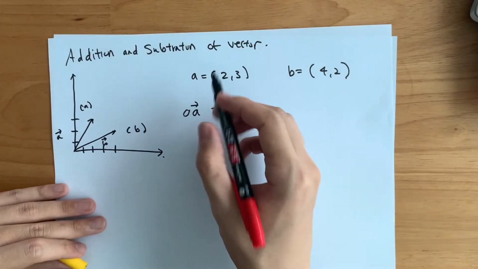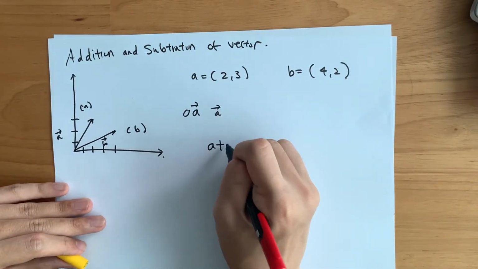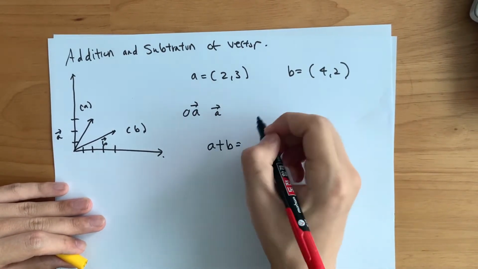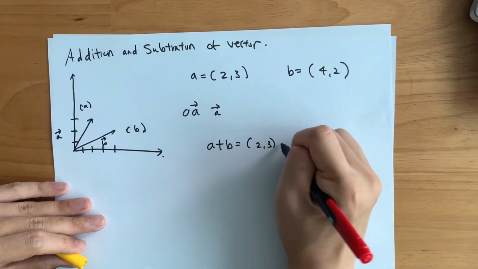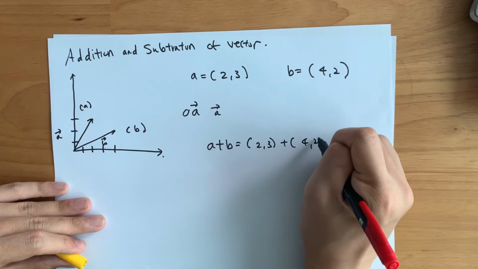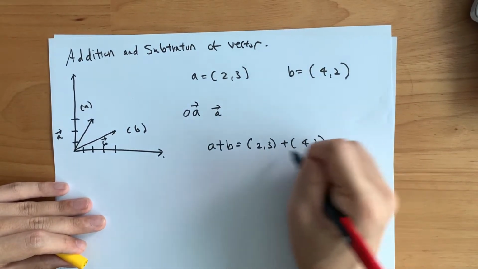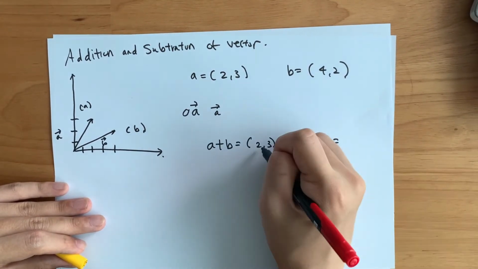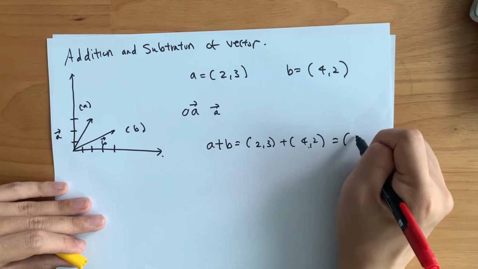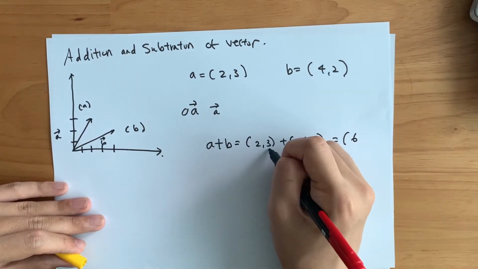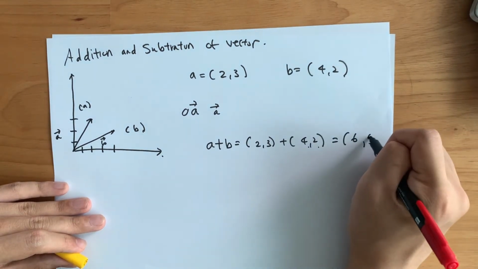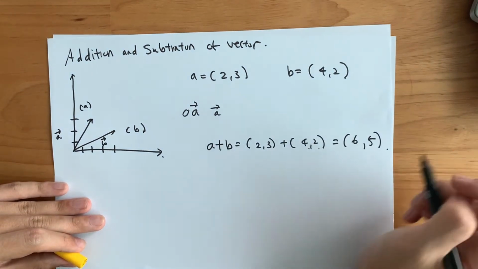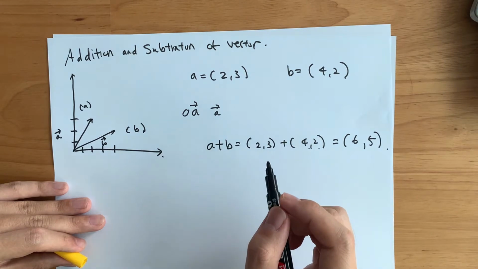And we can add this up, A plus B. How we calculate it is: A is (2, 3) plus (4, 2). You add only the x parts together: 2 plus 4 is 6, and 3 plus 2 is 5. So you have this result.